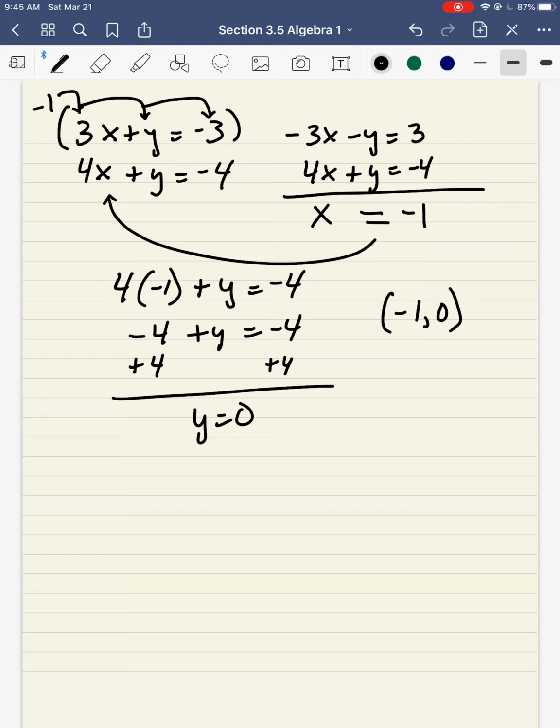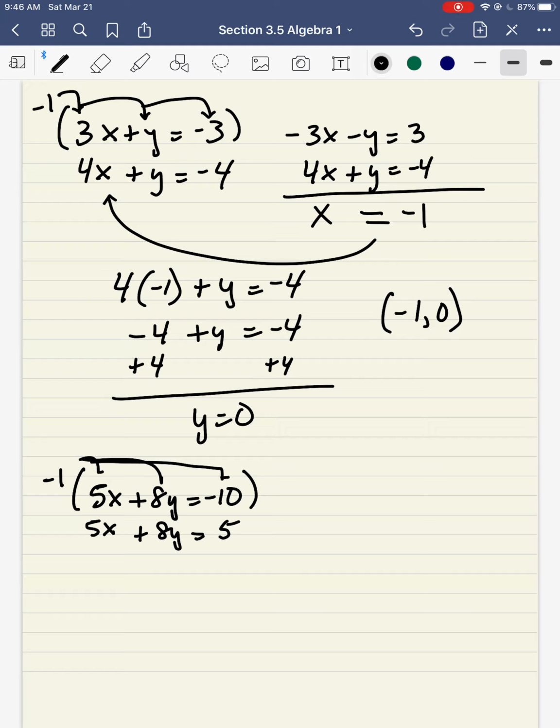Let's try one that doesn't quite work. 5x plus 8y equals minus 10, and 5x plus 8y equals 5. Again, if I add these equations, I'm making a 10x and a 16y. I'm not making a 0 on either of them. So if I multiply the top equation by minus 1 to switch one of the signs, again, everything has to get multiplied so it's distributed over all three terms. Minus 5x minus 8y equals a positive 10. Rewrite the second equation, 5x plus 8y equals 5.